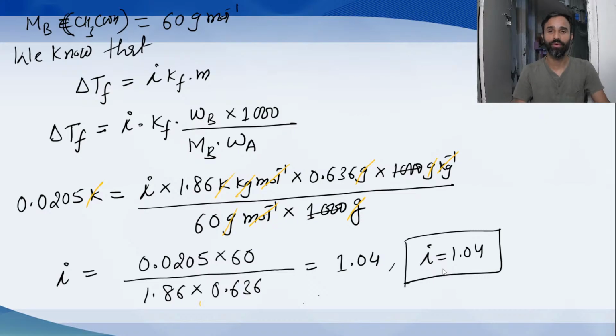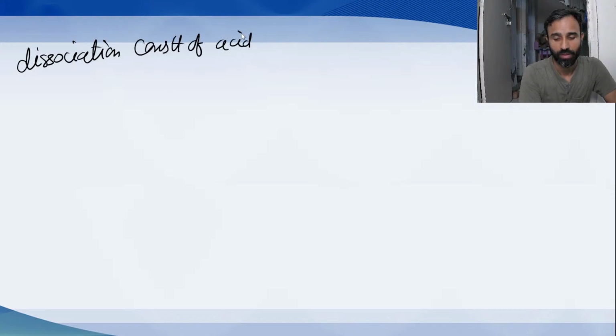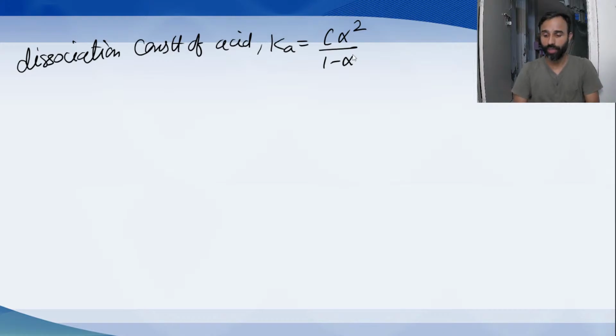Now we have I. Now to calculate Ka, the dissociation constant of acid, Ka is equal to C alpha square over 1 minus alpha.